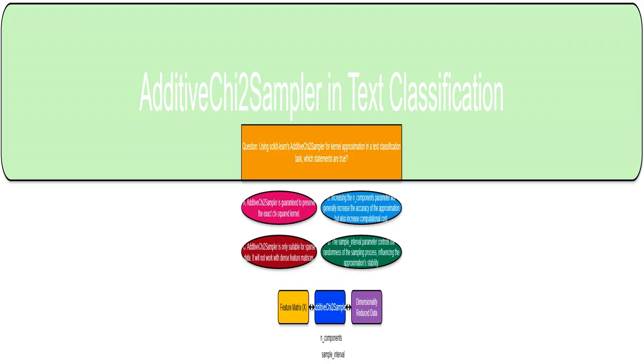This is the core problem. We're using AdditiveChi2Sampler, a tool in Sklearn, a popular Python library for machine learning, to simplify a large dataset of words and documents, maintaining the important relationships between those words as much as possible.